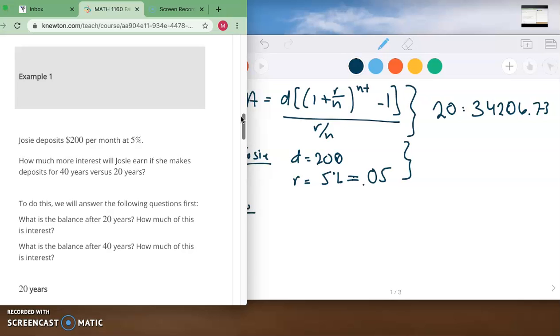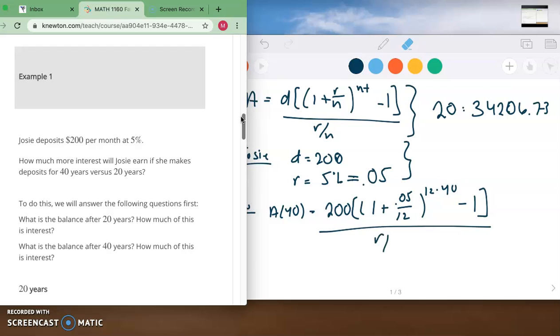So for 40 years, we have, again, the amount with 40 years equals, the deposit amount is still 200. We have 1 plus the rate, which doesn't change, and the n doesn't change. Remember, because we're looking at the number of times the interest compounds every year, that's to the nt. Remember, n is also the same, so we have 12 times, but now here we have 40 years minus 1, all over 0.05 divided by 12. All right, so let's do that top part.